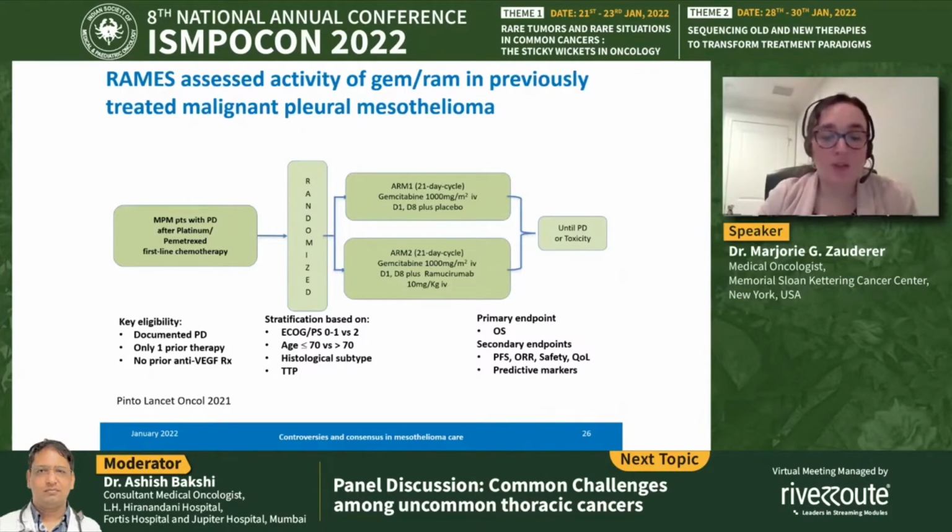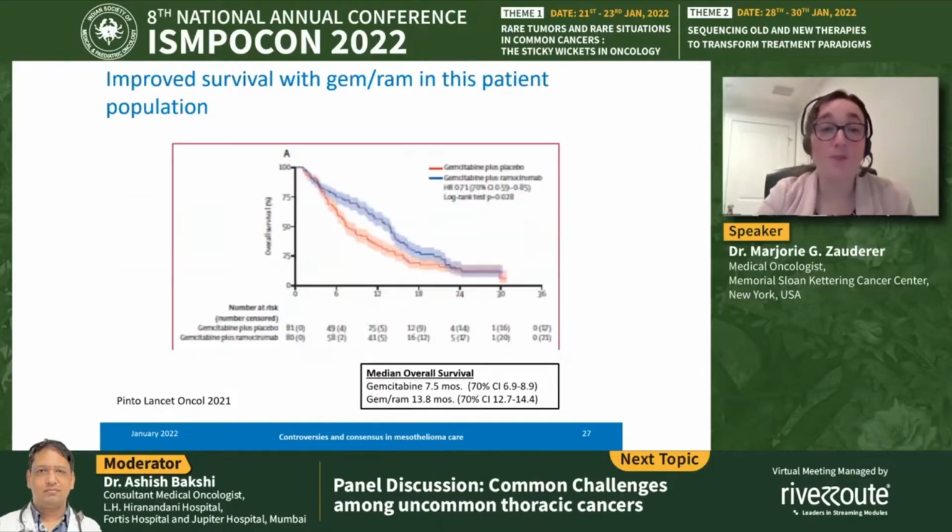Randomization was stratified by ECOG 0, 1 versus 2, age less than or equal to 70 versus greater than 70, histological subtype, and time to progression on the initial line of treatment. As you can see here, there was a statistically significant improvement in overall survival among those who received combination therapy.